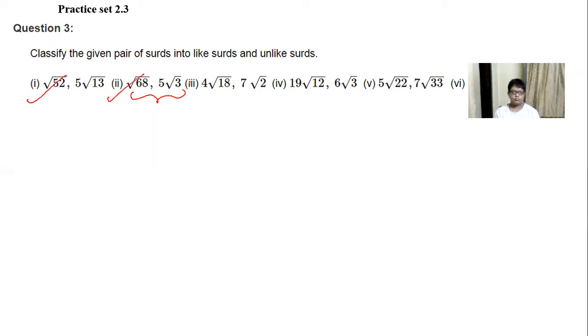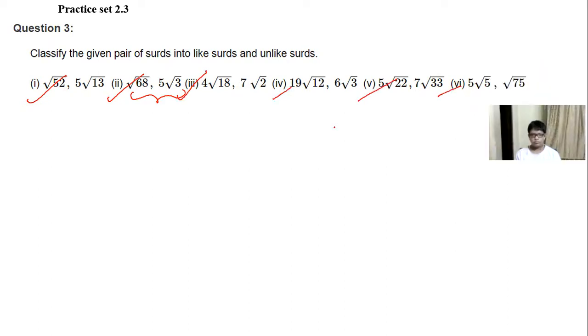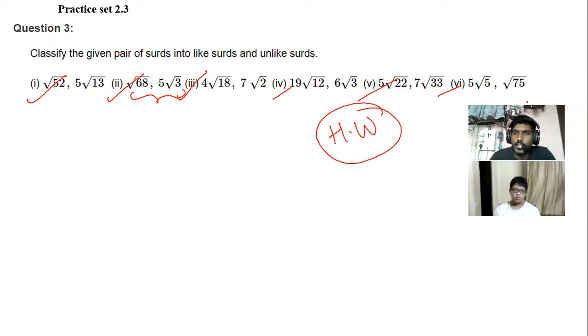First one is done, second one is done, third one is also done. Now, 4, 5, and 6. Can you do it for homework? 4, 5, and 6. Did you get the textbook or are you still using the PDF?